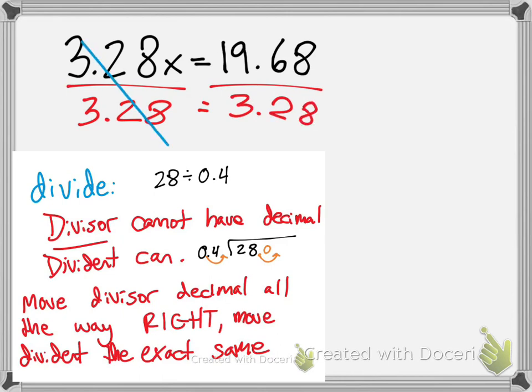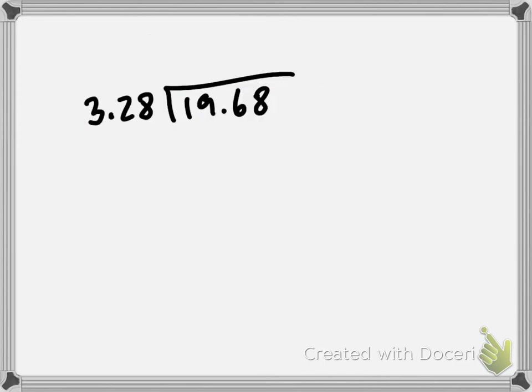3.28 divided by 3.28, we get 1. We are left with x equals. Now I have to divide 19 and 68 hundredths by 3 and 28 hundredths. So let's do this together. The first thing is this one cannot have a decimal, so I move it over twice. I do the same thing here.